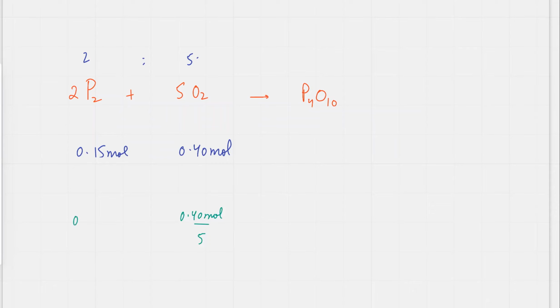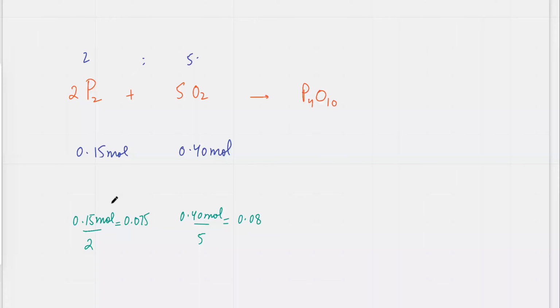Remember, it's a meaningless thing that you're going to do. You take 0.15 moles and divide it by its ratio. P2 is 2, so you divide it by 2. Find out which of the numbers is bigger. What's 0.4 divided by 5? What do you get for this one? 0.08. You get 0.08. What do you get for this other one? 0.15 divided by 2. 0.075. So you're getting 0.075.